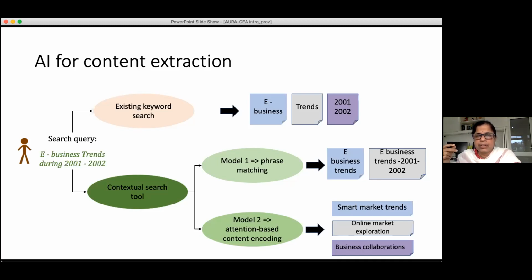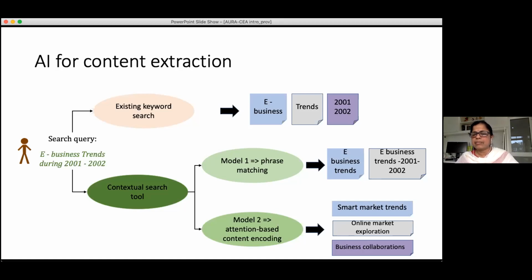So here we have got two models. Model one is phrase matching. Using phrase matching, it is possible to extract a phrase such as e-business trends, matching all those emails that contain these words, or if we are lucky, even e-business trends 2001 and 2002 together. The next model is a bit more complex, that is the attention-based content encoding. Aside from these complex words, what it does is understand the meaning and give similar mails as a result, as we can see in the example.